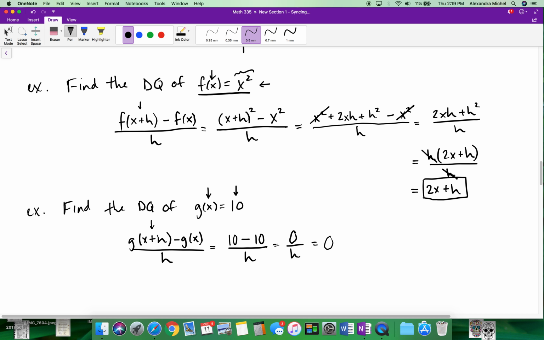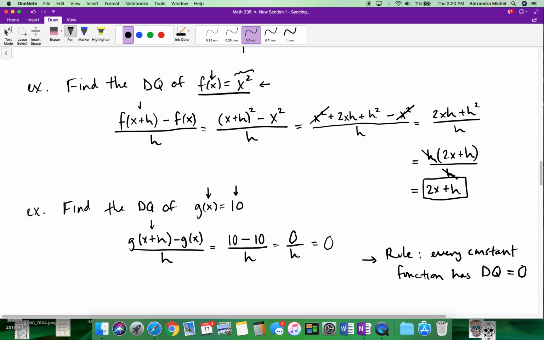And if we think about it, it didn't matter that we had a 10 here. It could be any number. So this gives us a rule that always happens. Every constant function has a difference quotient, which I'm abbreviating as DQ, equal to 0, right? Because this will always happen.